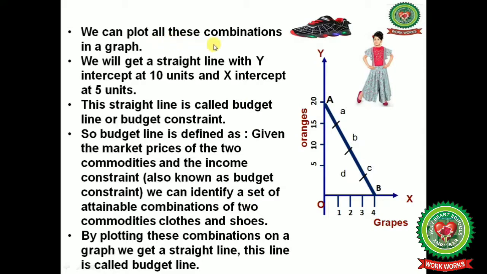We can plot all these combinations in a graph. We will get a straight line falling from the y-intercept to the x-intercept. Now this straight line is called the budget line. This is your budget line or budget constraint. So the budget line is defined as follows: given the market prices of the two commodities and the income constraint, also known as the budget constraint, we can identify a set of attainable combinations of two commodities, that is clothes and shoes. By plotting these combinations on the graph, we get a straight line. This line is called the budget line.